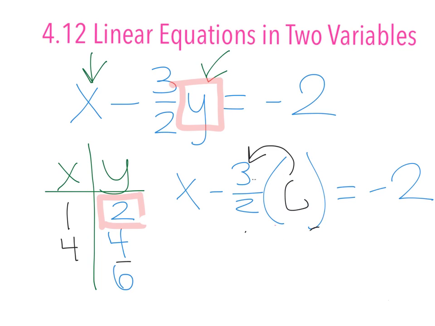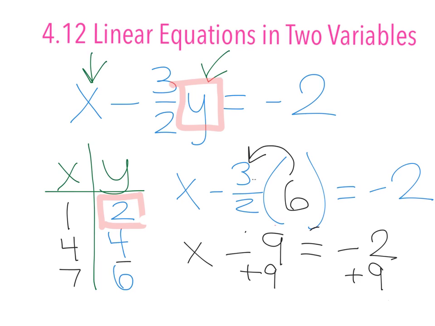Let's do the 6. Bring down my x. 6 times 3 is 18, divided by 2 is 9, equals negative 2. I don't want x minus 9, I want x all by itself. And give me 7. Okay, now at this point, you can see the pattern that's happening over here on the left.